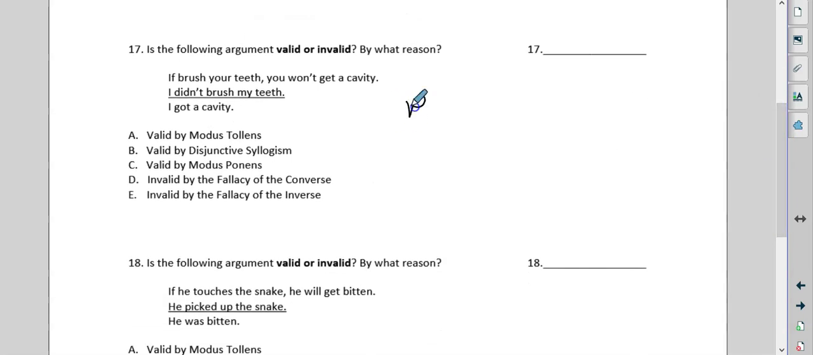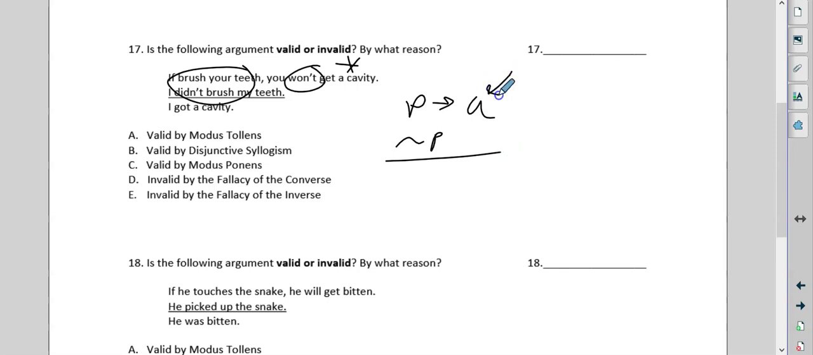All right, if you brush your teeth, then you won't get a cavity. Be careful in this one because the actual statement is a negative. We don't put not Q because that's the statement. It's you won't get a cavity. That's what's going to happen or not happen. So it's still P, Q. I didn't brush my teeth. That ties in here. So that's not P. I got a cavity. Now you might think, oh, I got a cavity, that's a positive statement. Well, if this was I won't get a cavity, then this is not Q. So this is really the only tricky one here. And that is invalid by fallacy of the inverse.